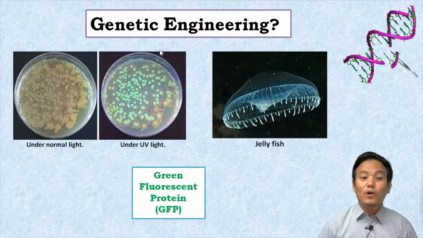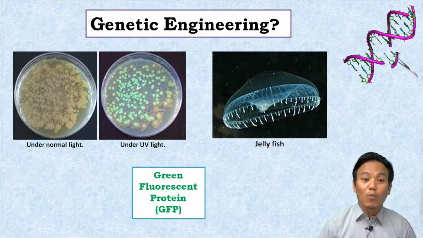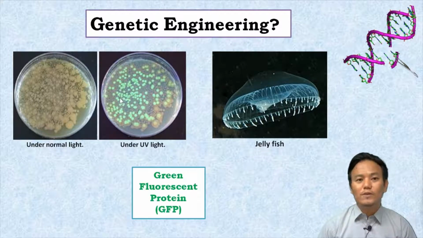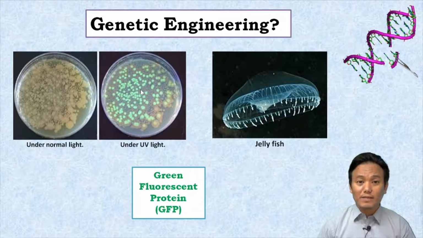Now, this is called genetic engineering. The scientists somehow created a genetically modified bacteria over here. So the genetically modified organism over here is the bacteria which are glowing under UV light, right? So this is genetic engineering, but can we call this biotechnology? What is the benefit of a glowing bacteria under UV light?